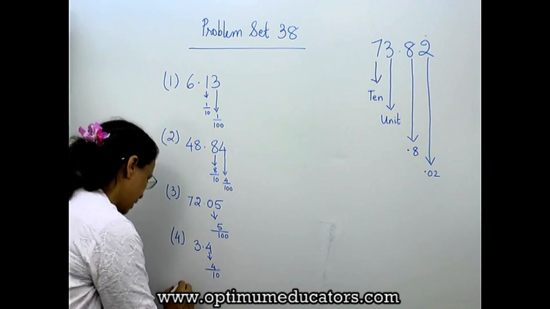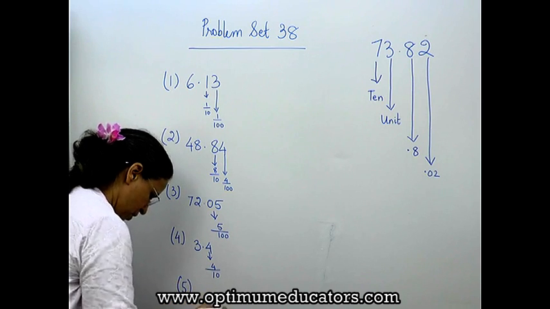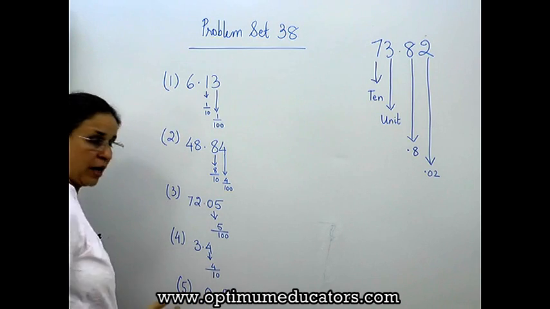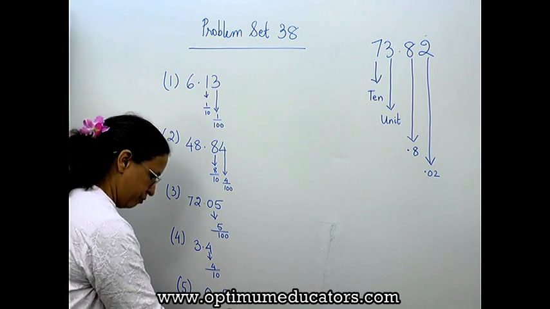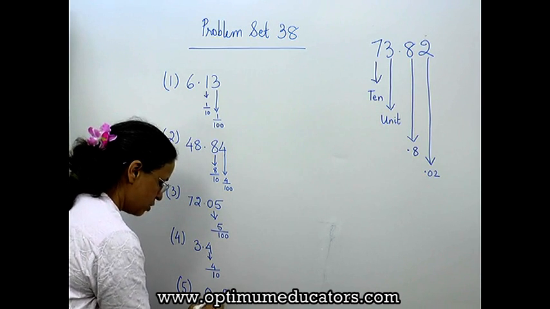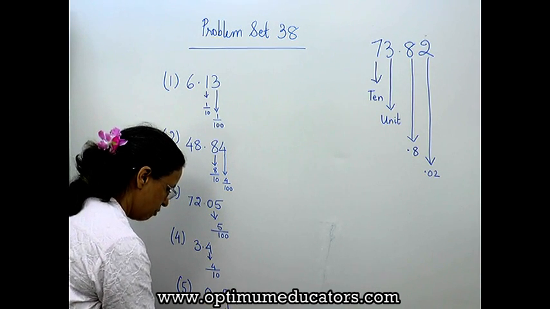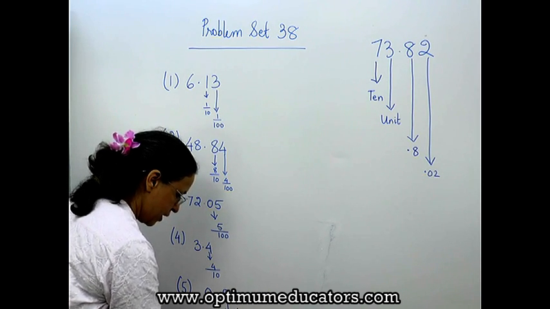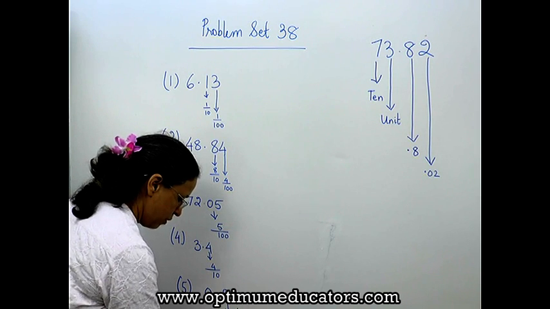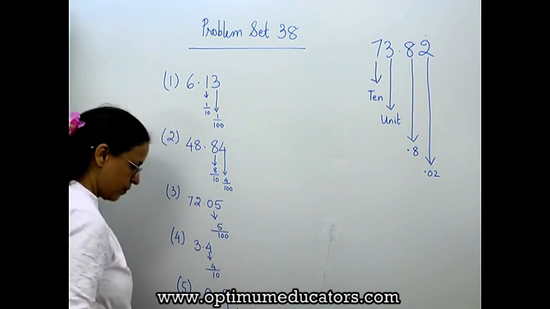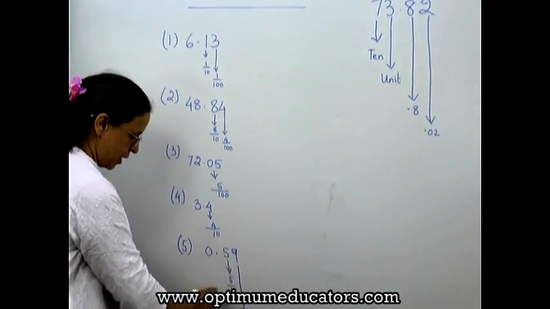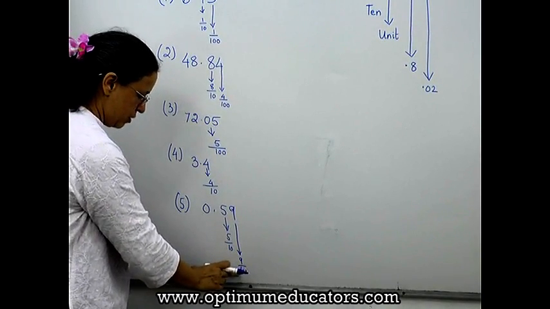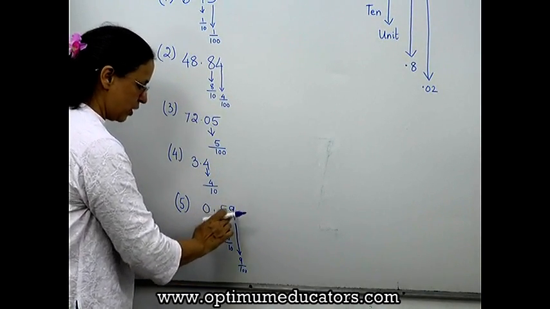And the last sum that we have, the fifth one, that is 0.59. Here there is no whole number at all. So 0.59, that means this 5, what is its placement? 5 divided by 10, and the placement of 9 is 9 divided by 100. 5 divided by 10 will be called 0.5. 9 divided by 100 will be called 0.09.